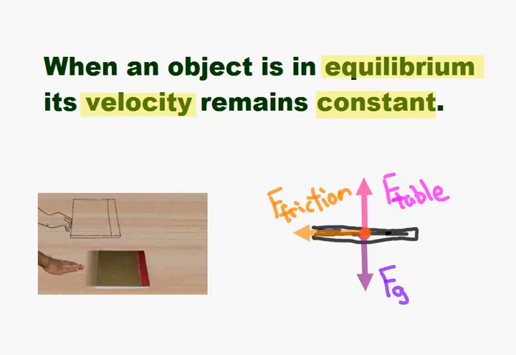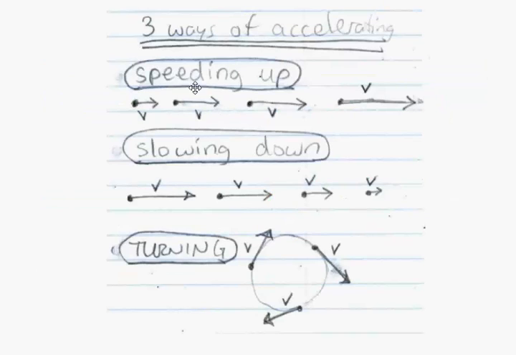The trick is you have to know what a velocity being constant means, because you can apply it to all sorts of situations. Remember from earlier, if an object is speeding up, its velocity is not constant. If an object is slowing down, its velocity is not constant. Also, the tricky one is when it's turning. If it's turning, the velocity is not constant because it's changing direction.